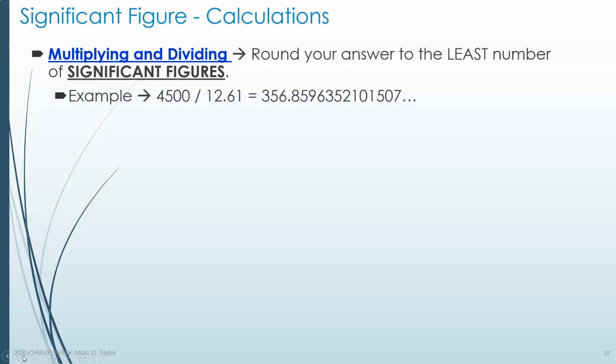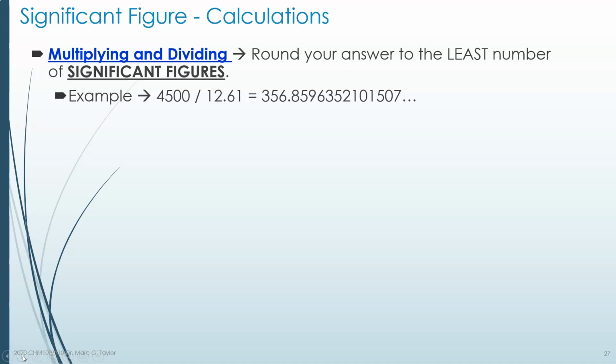4,500, which has only 2 significant figures, divided by 12.61, which has 4 significant figures, will give you this answer off your calculator. Well, that's all well and good, but the problem is you now have to determine how many of these digits you can actually trust. That is, how many digits really are significant. You can't just write down the whole thing because you can't trust all of these digits.